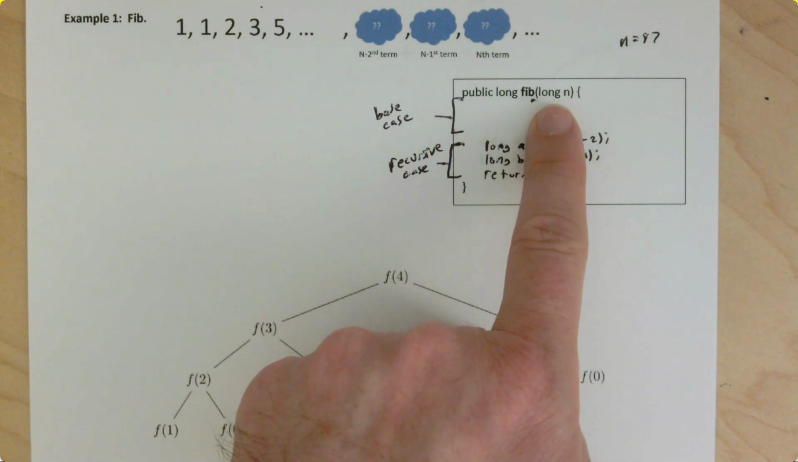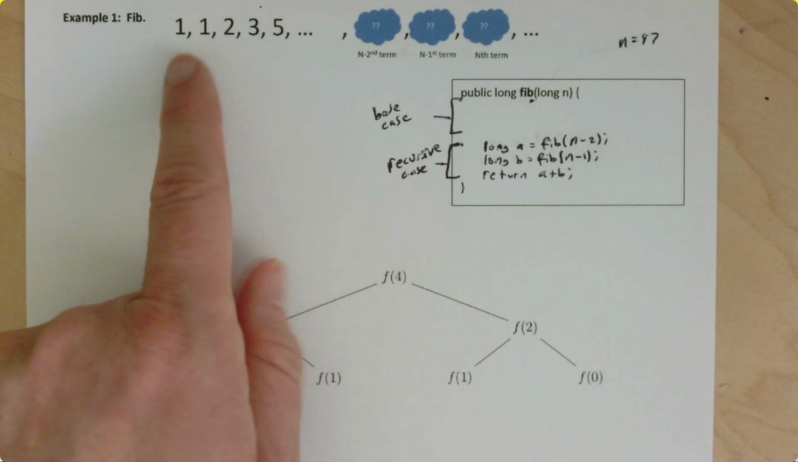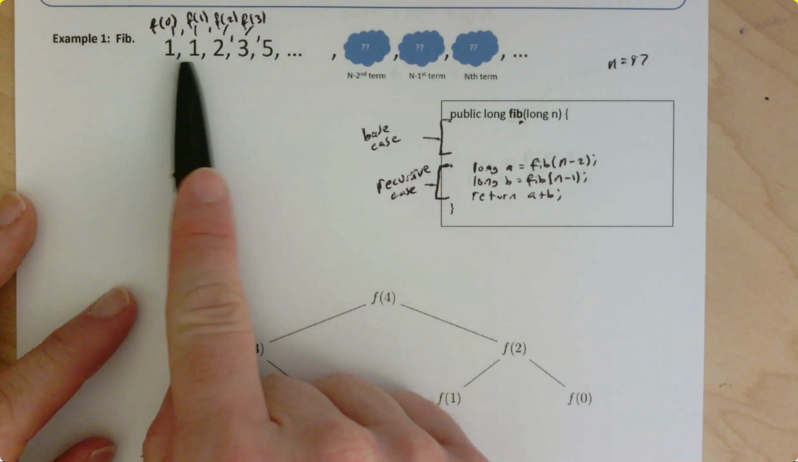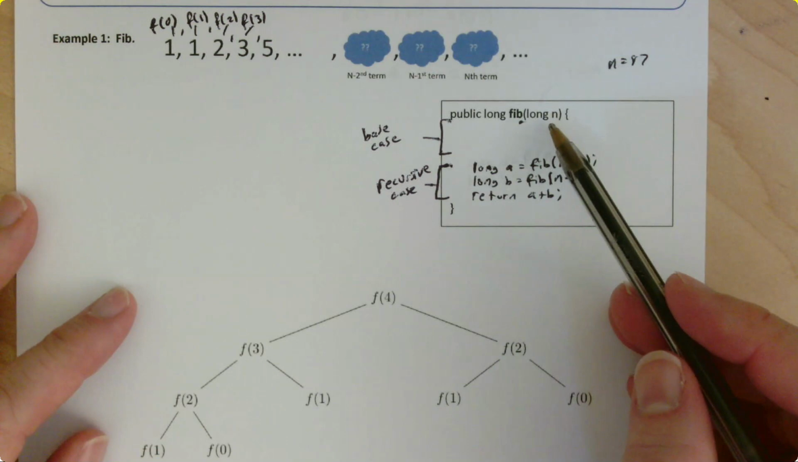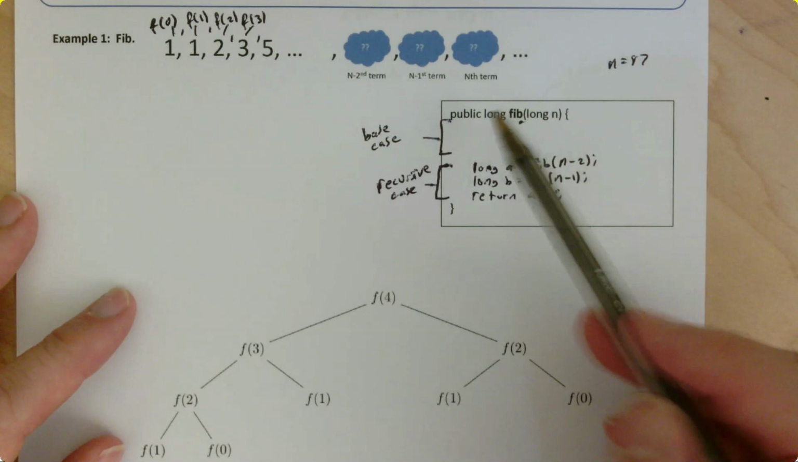So let's decide what these numbers are in the sequence. I'm going to call this the zeroth term, the first term, the second term, the third term, and so on. So if I said, what's fib of 87? You would say, I don't know. I mean, yeah, it's fib of 85 plus fib of 86, but we don't know what that is. So fib of 87, that's too big.